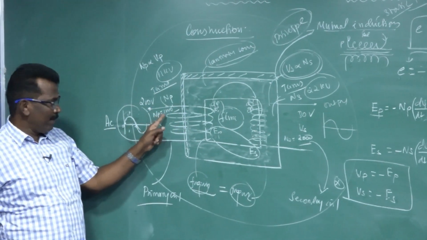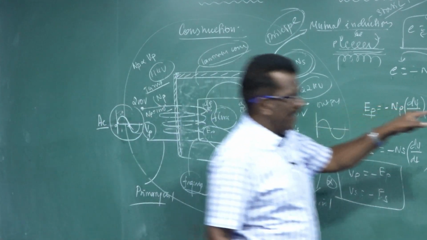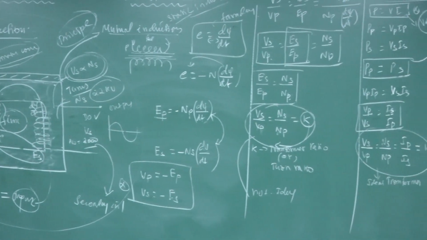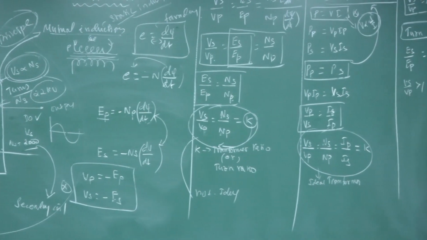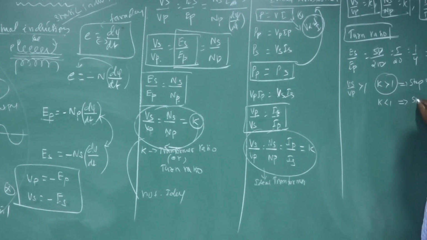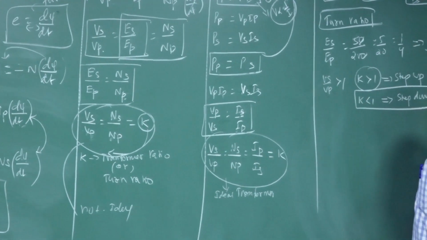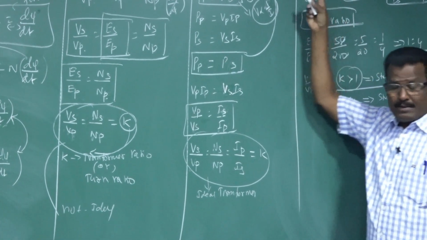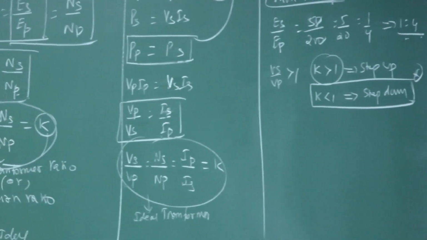Where the number of turns is greater, definitely the voltage is greater. So Vs by Vp greater than 1, K greater than 1. Where the K value is greater than 1, the type of transformer is a step-up transformer. Where the K value is less than 1, the kind of transformer is a step-down transformer. By knowing the value of K, the turn ratio, we can classify whether the given transformer is step up or step down.